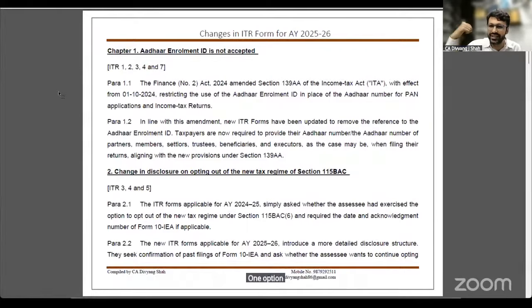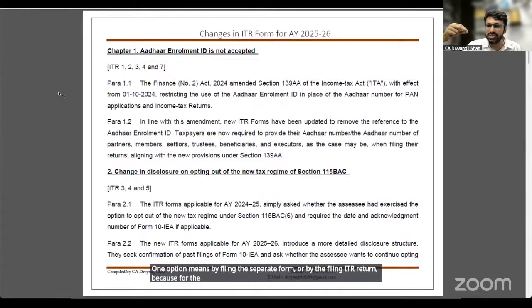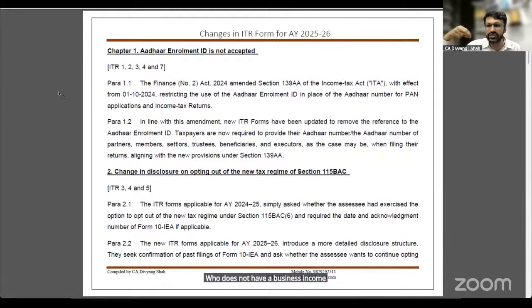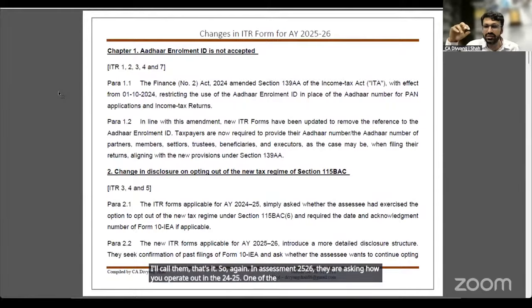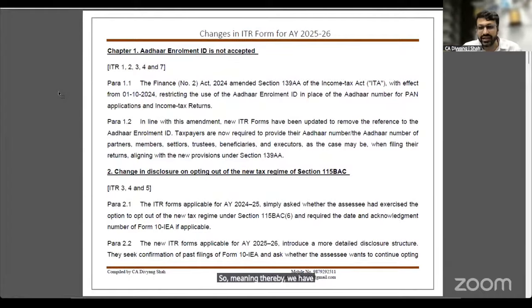One option means by filing the separate form or by filing the ITR return. Because for an assessee who does not have business income, no separate form was required. By filing the ITR, we need to select the appropriate column. That's it. So again, in assessment year 25-26, they are asking how you opted out in 24-25. One of the options you have to select. So meaning thereby we have opted out indirectly. That's what they are apparently compelling us to do. But if you refer to the next points, a 'not applicable' option is also available. So that is a resolution. Moving to next.